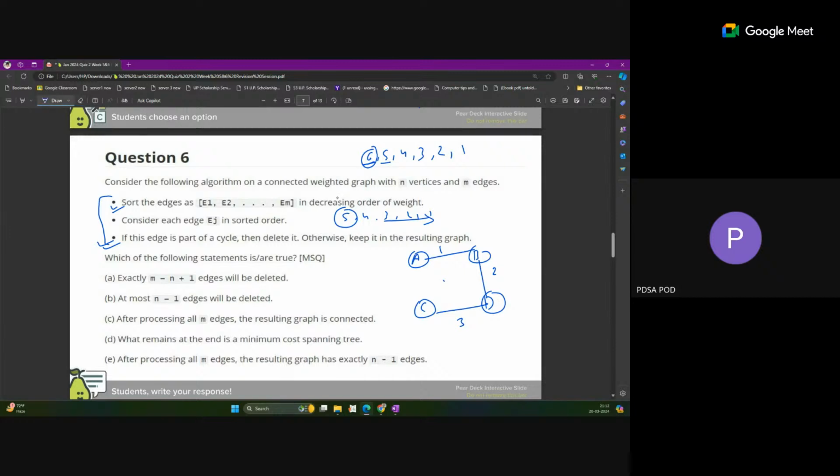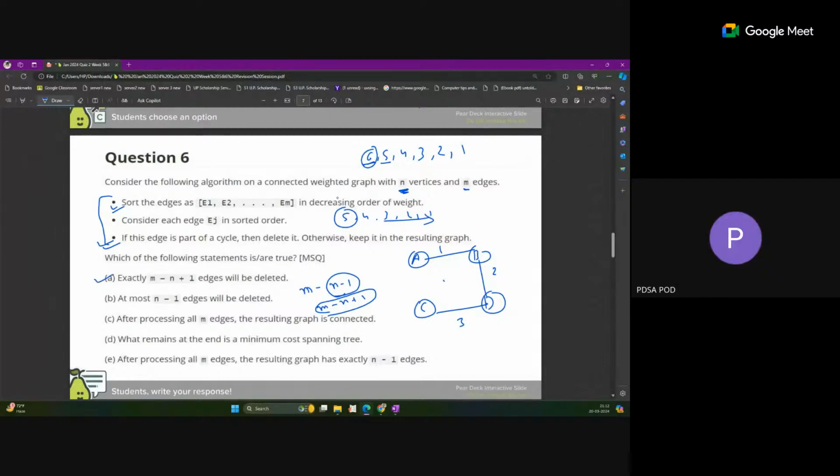Exactly m minus n plus 1 edges will be deleted. What is m? m is the number of edges, and n represents the number of vertices. So how many edges will remain? Just tell me in terms of n. n minus 1 will remain. Yes, so the remaining edges will be deleted: m minus (n minus 1), so it becomes m minus n plus 1. So this number of edges will be deleted. Is this correct? True, yes, sir.